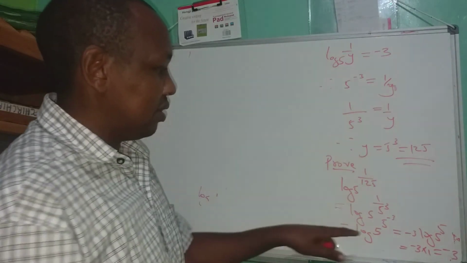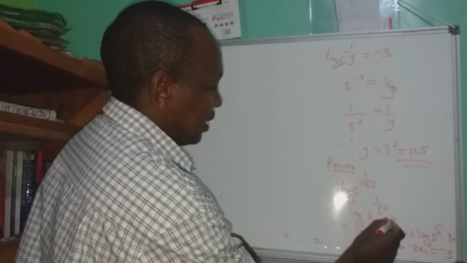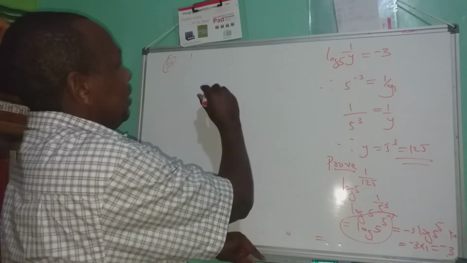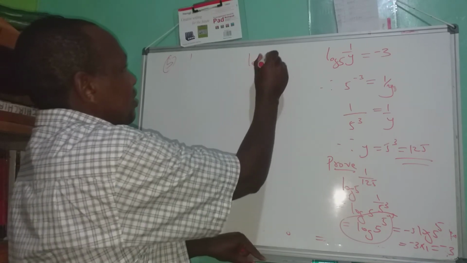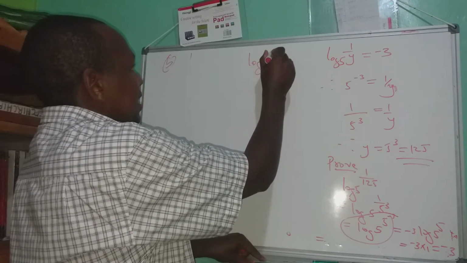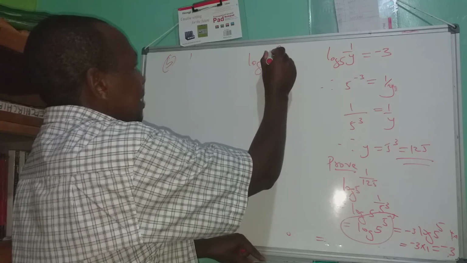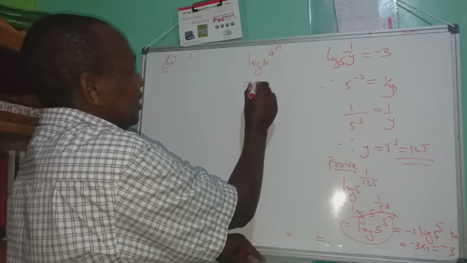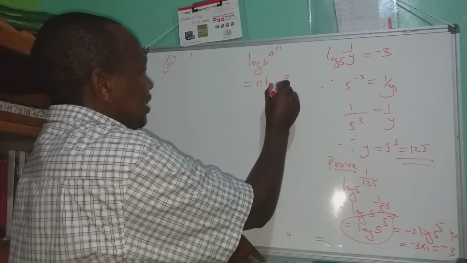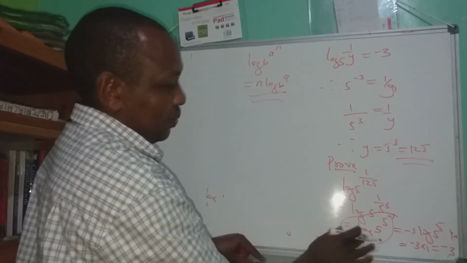So the reason we are doing this is because of the rule that logarithm of a raised to n to base b is equivalent to n logarithm of a to base b. So that's why we are doing that.